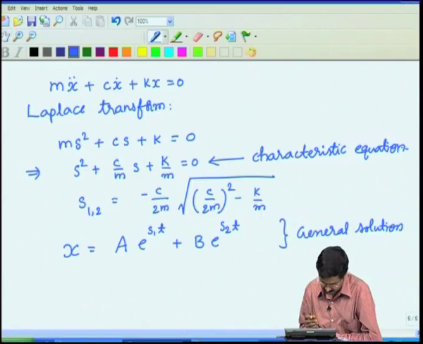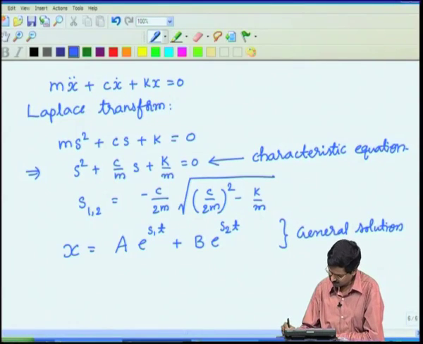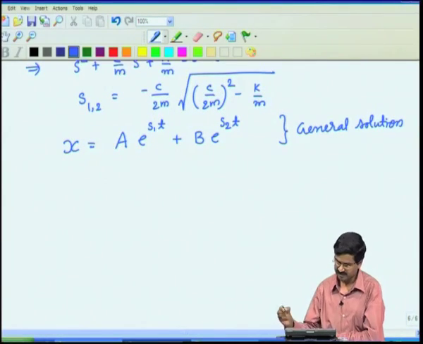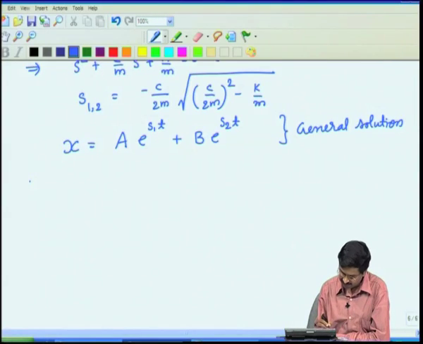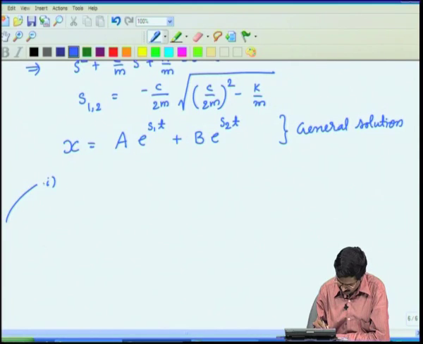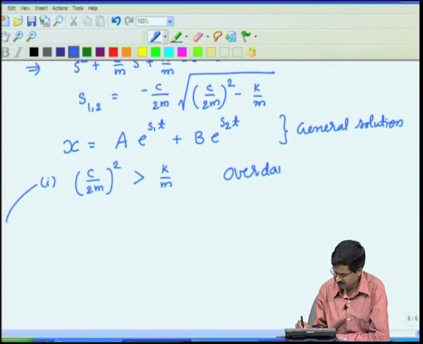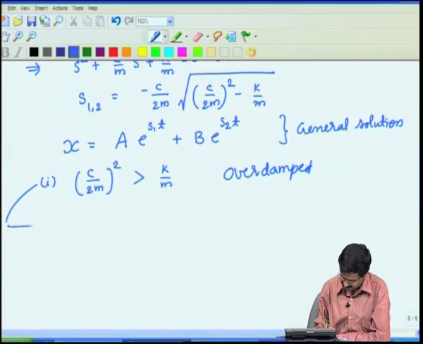Okay. Now, if this is a general solution, there are certain things that we can say based on different conditions of damping. The first one is when (c/2m)² is greater than k/m, we call it an overdamped oscillator. There is a lot of damping, overdamped.